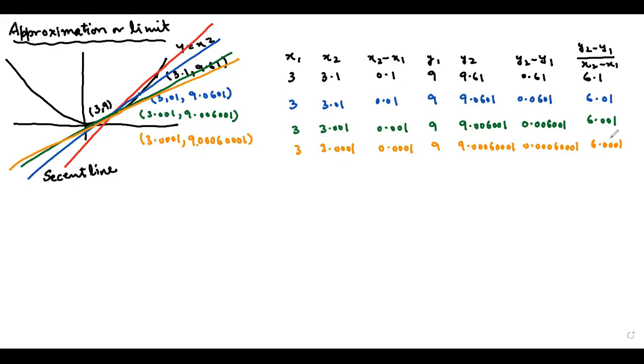When I further move the variable point close to the point 3, then the gradient will be more closer to 6. So the gradient of the tangent line is 6.